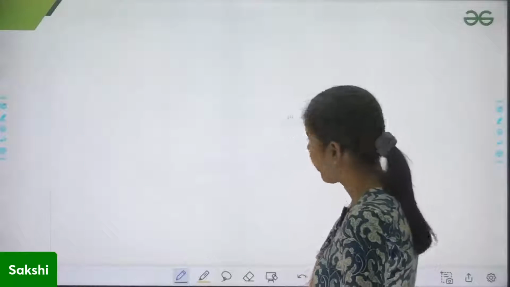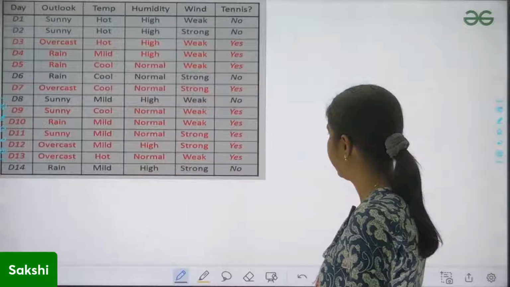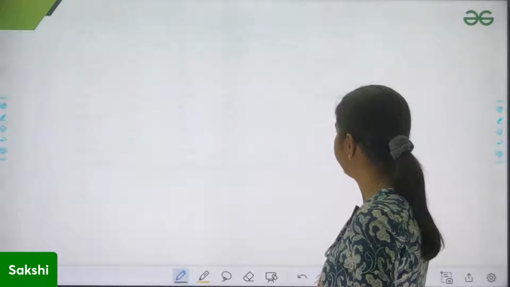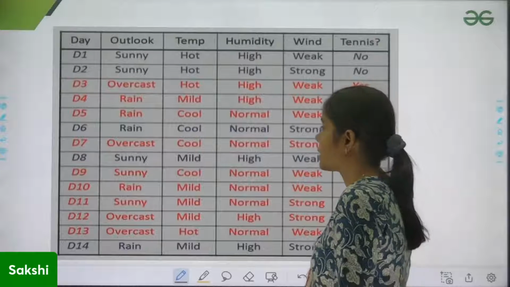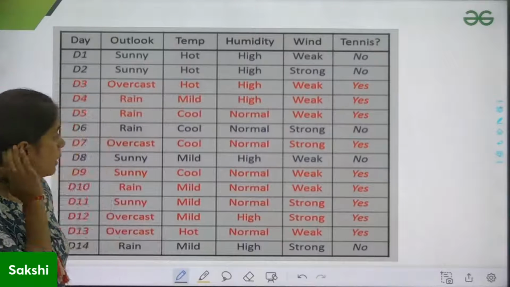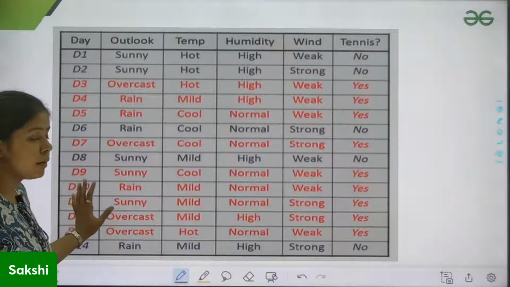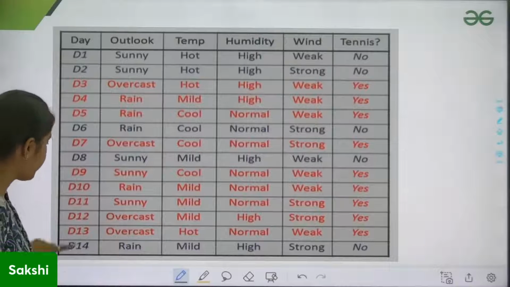So we have this data set: day, outlook, temperature, humidity, wind, tennis. Right? This is a data set given to me in which I have 14 examples.